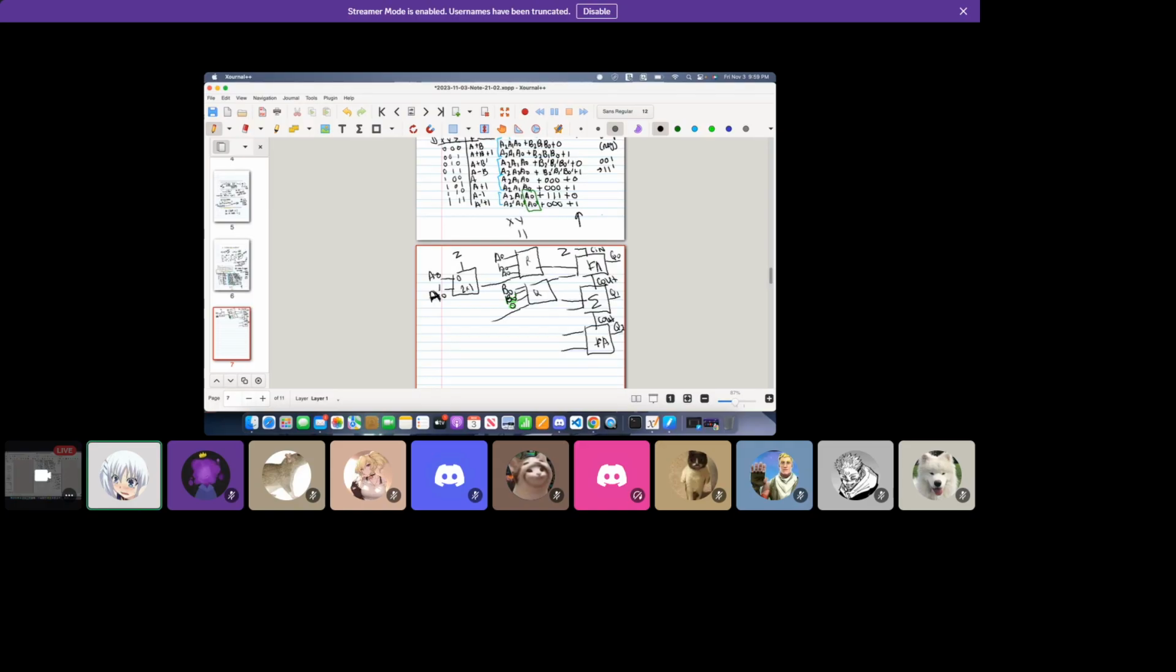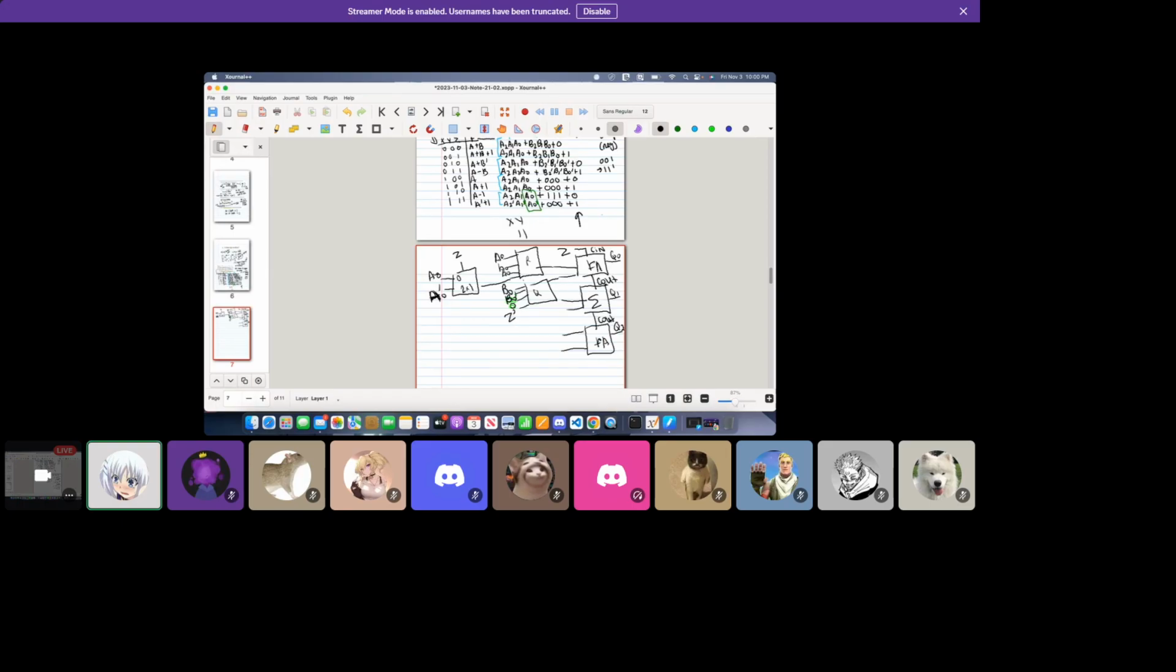So you can see it's 1, 1, 1 when Z is 0. 0, 0, 0 when Z is 1. So we're going to connect Z prime. Or we can connect Z. Let me think. Okay, we can just connect Z prime here.